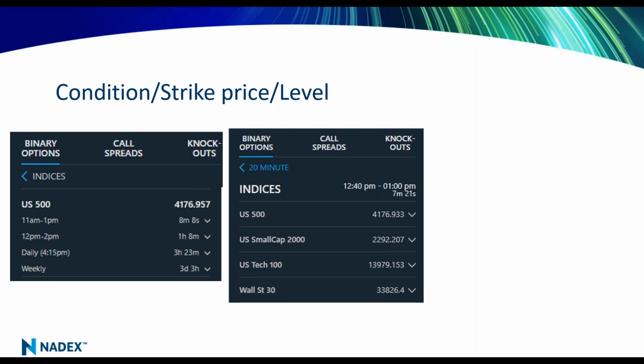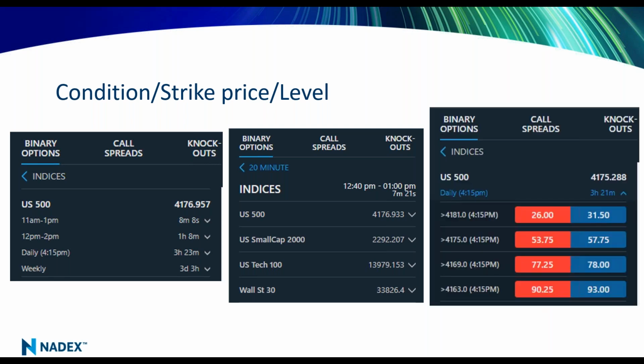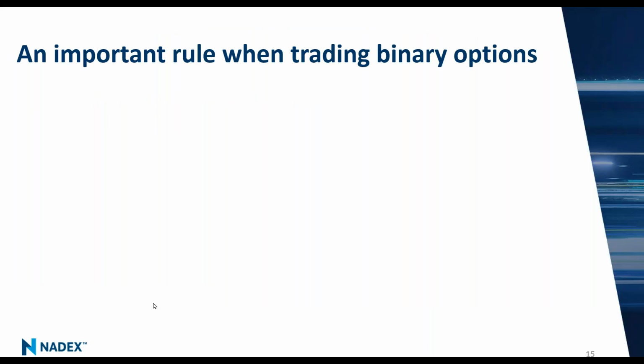Now, inside each one of those time frames, there are going to be a variety of conditions. What are your choices? Will the S&P be above 4169? And then you're going to see the probabilities on the right-hand side. Will it be above 4181? And here are the probabilities. So we give you different strike prices, essentially different conditions, within each one of the time frames or the expiration cycles. So there's plenty of things to choose from.